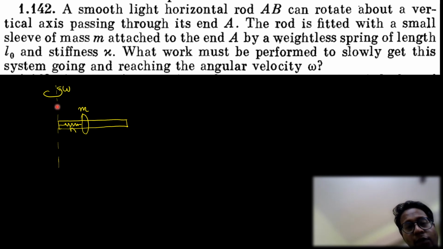So after a while, what will happen? The centrifugal force will act on this ring and will pull this ring in the forward direction. And the spring force will pull the ring in the backward direction. The question is asking what work must be performed to slowly get this system going and reach angular velocity omega. That means some torque to rotate this axis with angular velocity omega. There must be some torque applied, no?